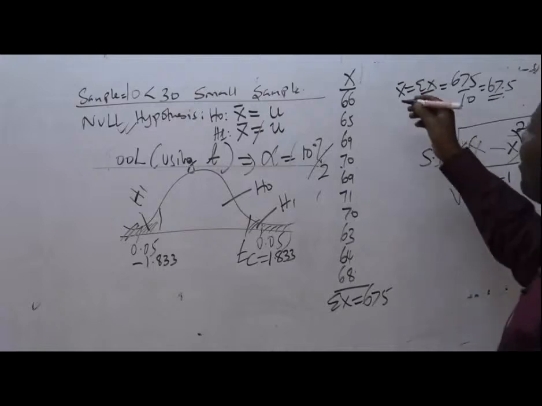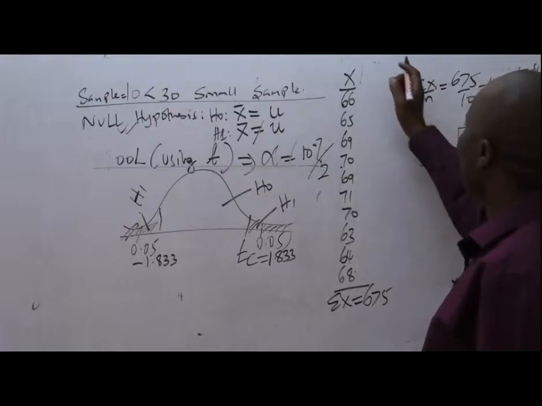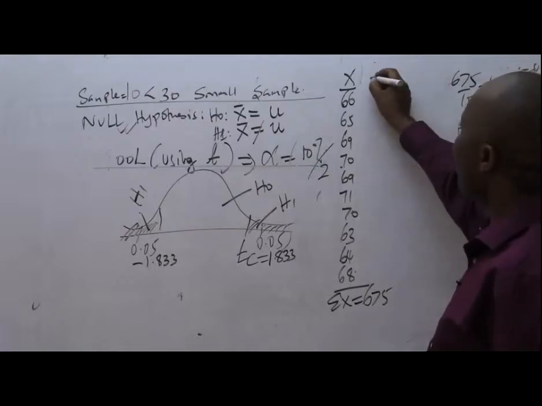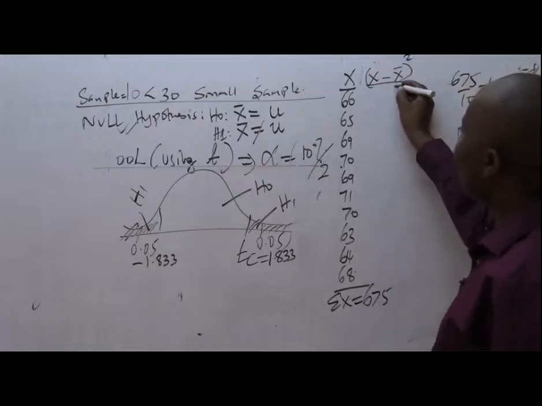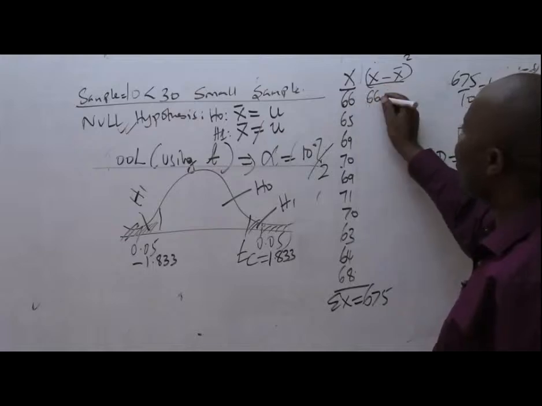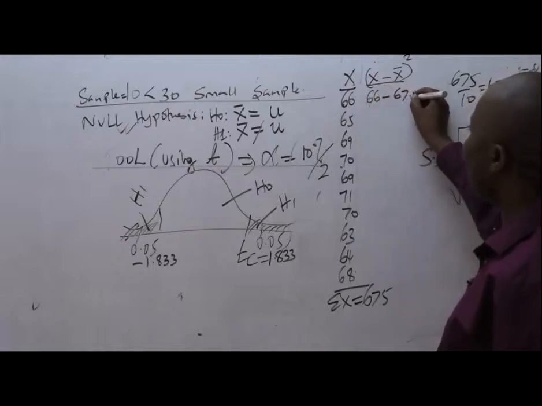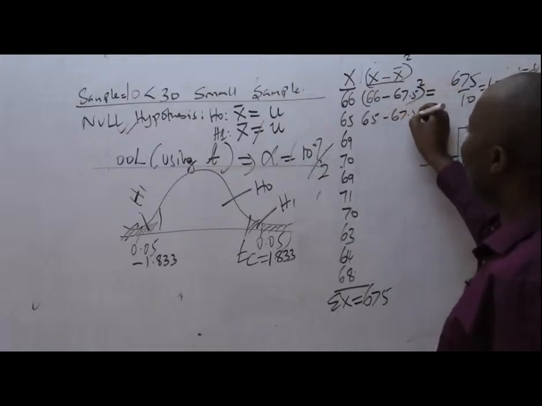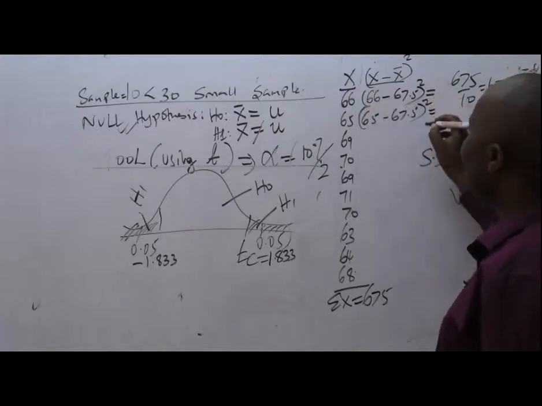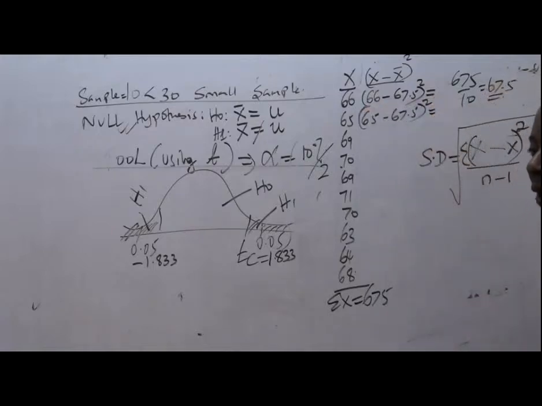So could you kindly create a column for the numerator, x minus x bar squared. Like now, the first one will be 66, that is x, minus x bar, which is 67.5. You square this, you get an answer. The second one, 65 minus 67.5, you square this, you get an answer.